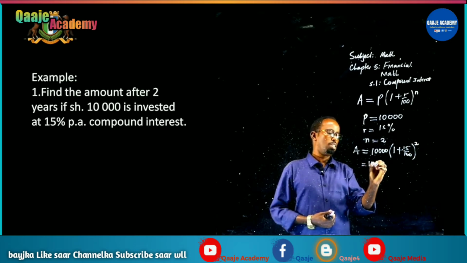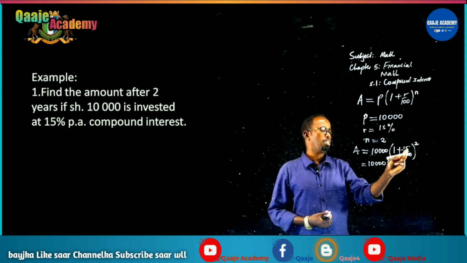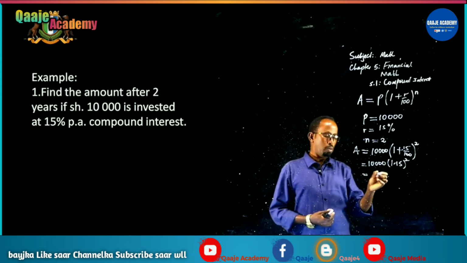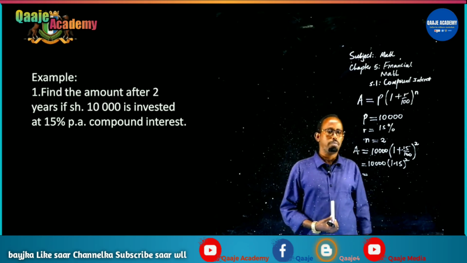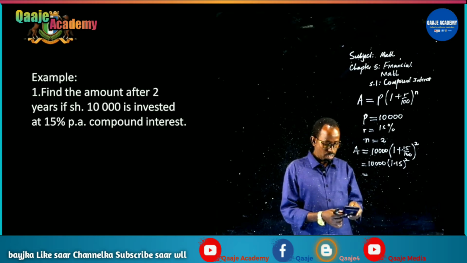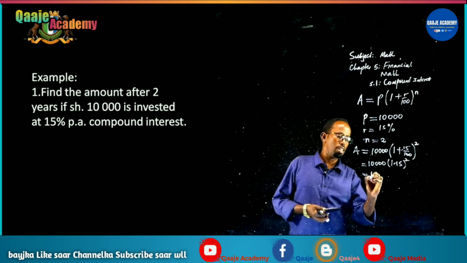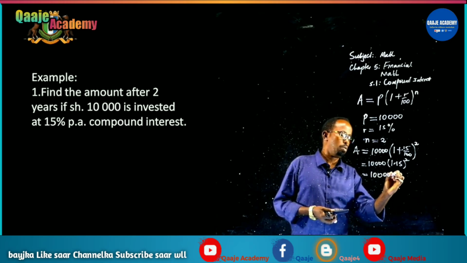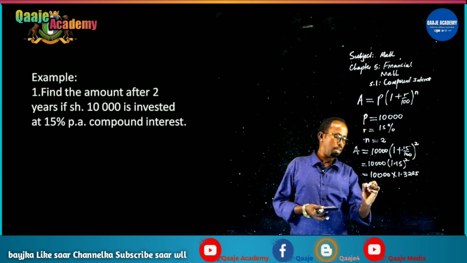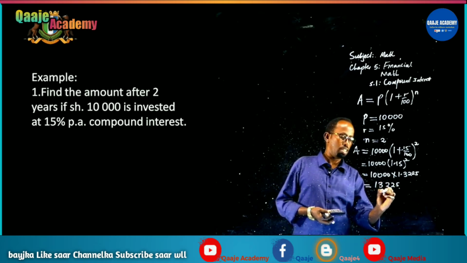So 10,000 into bracket, the LCM of these two is 115 divided by 100, you get 1.15, into bracket 2. So I will square 1.15, and then multiply by 10,000. 1.15 squared, I get 1.3225. So this is 10,000 multiplied by 1.3225. The 4 zeros cancel the 4 decimal places, therefore you get 13,225. So this is the amount.